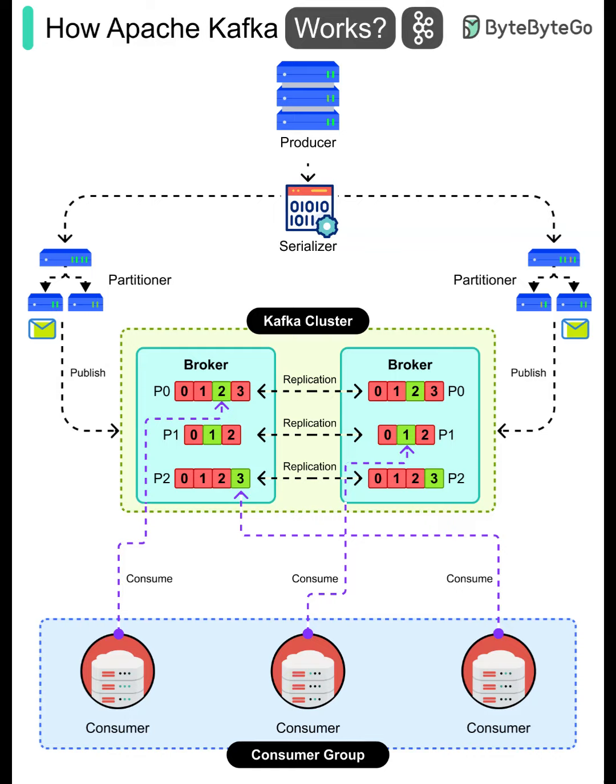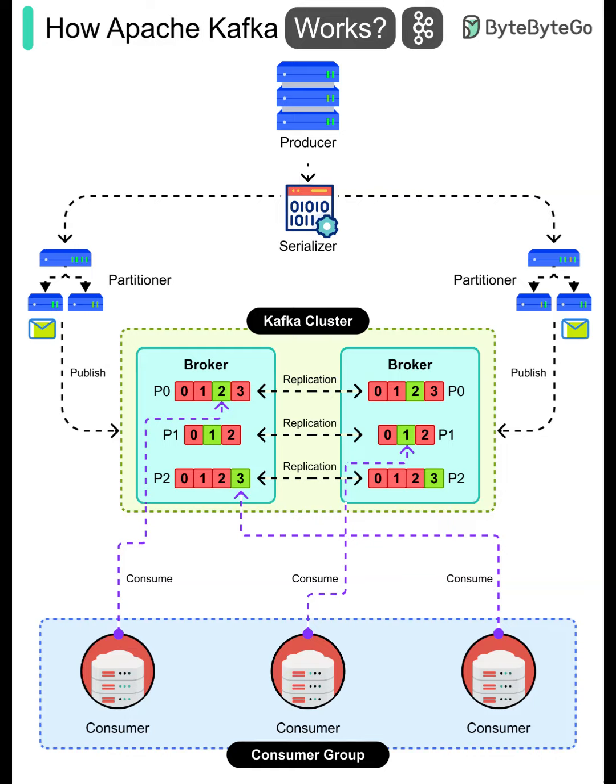Next, we get to the consumer group. Unlike a simple queue, Kafka's consumer groups enable parallel processing. Each consumer in the group subscribes to partitions and reads new messages as they arrive. With 3 consumers and 3 partitions, each consumer can handle one partition, balancing the load and allowing for fast, distributed processing.